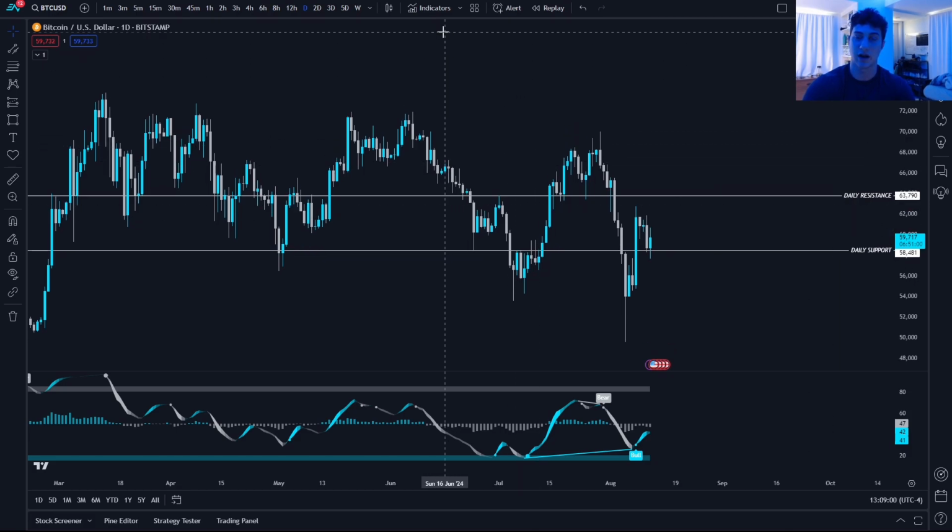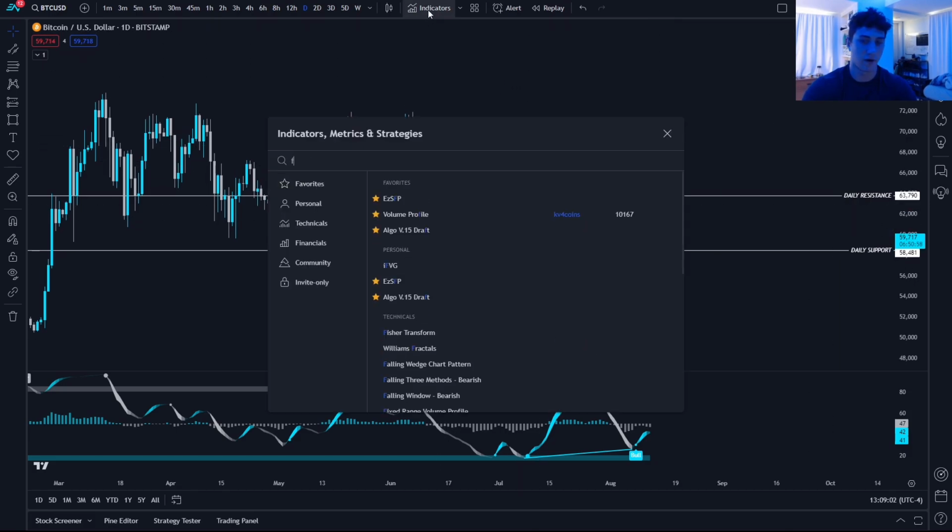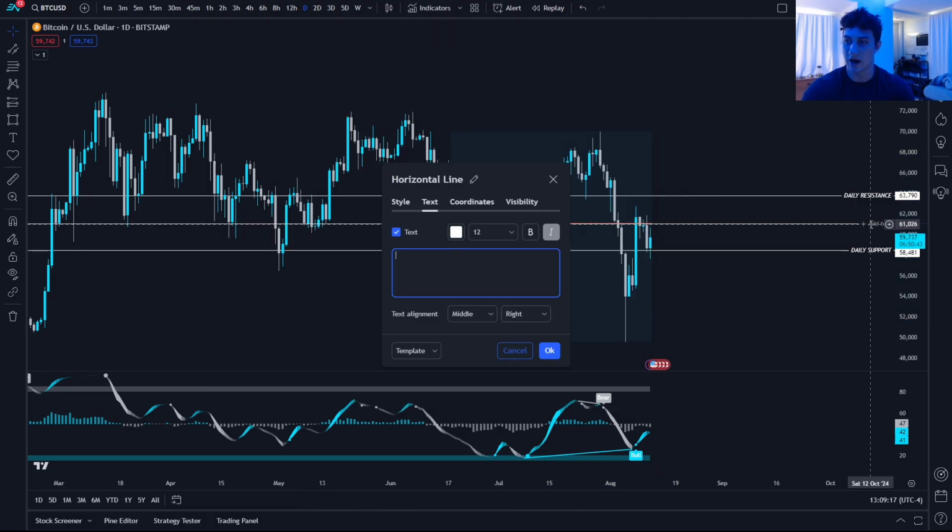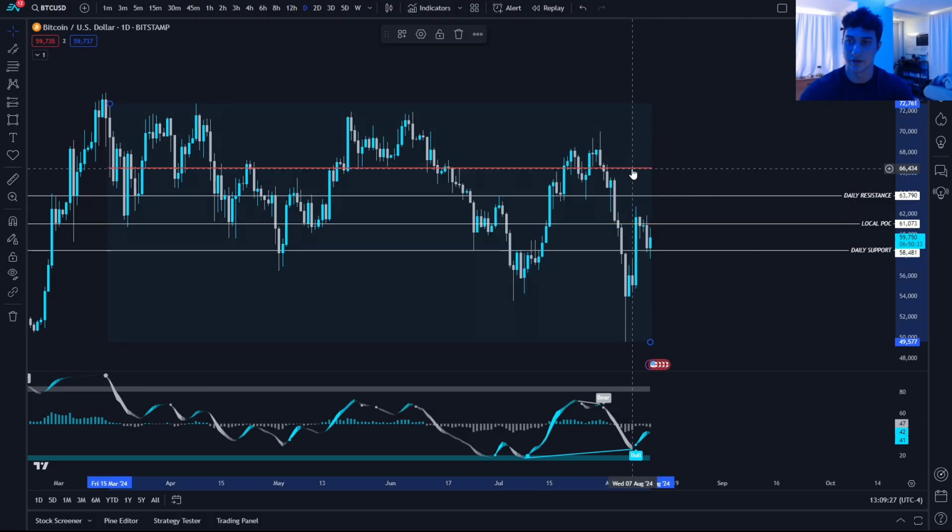The next indicator I like to use is the fixed range volume profile. So this is going to be our local point of control. So this is going to be our major point of control.